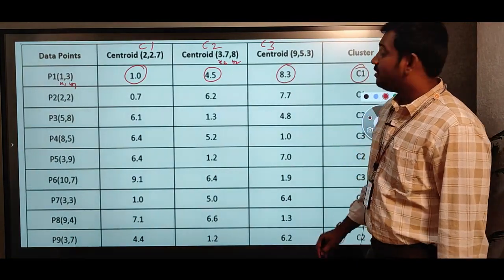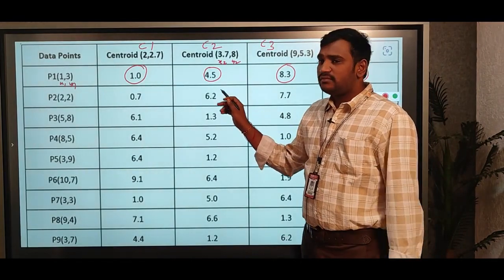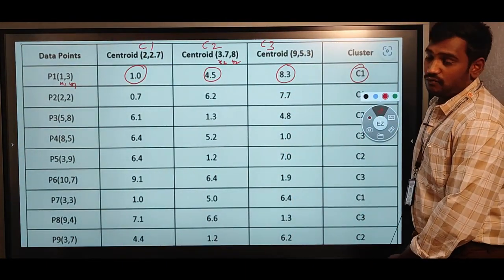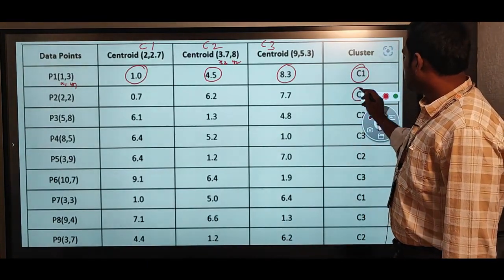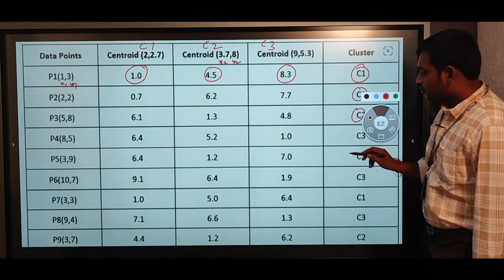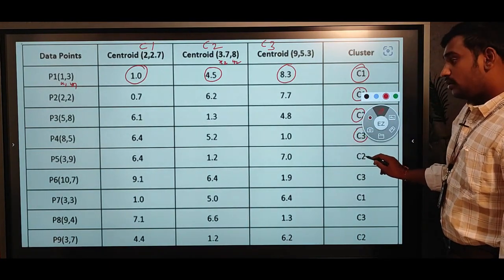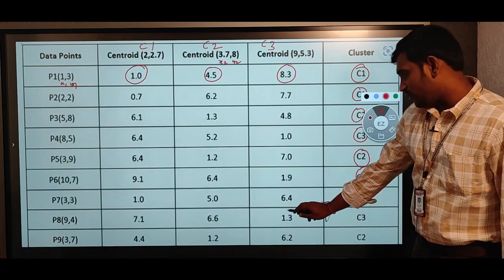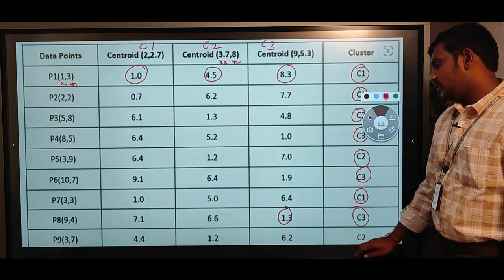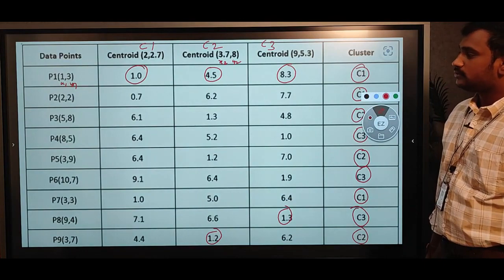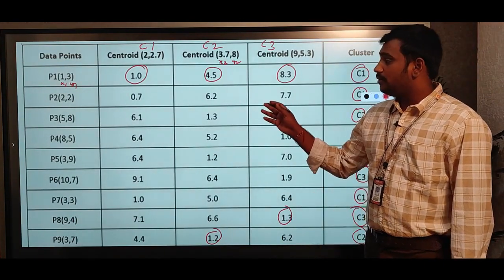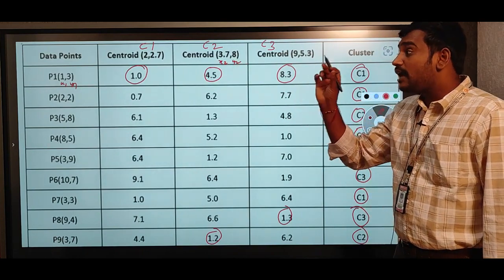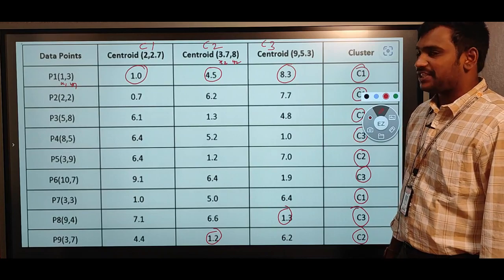Similarly for centroid 3, it is 8.3. Then what is the least value? Least means nearest value. So 1.0, that is, P1 is assigned to cluster 1. Similarly 0.7, this is also assigned to cluster 1. This time 1.3, this is assigned to cluster 2. 1.0 cluster 3, 1.2 cluster 2, 1.9 cluster 3, 1.0 cluster 1. For P8, 1.3, so cluster 3, 1.2 cluster 2. When the value is minimum, it means the closest value, that's why it is assigned to the closest cluster. That is the main theme of clustering.